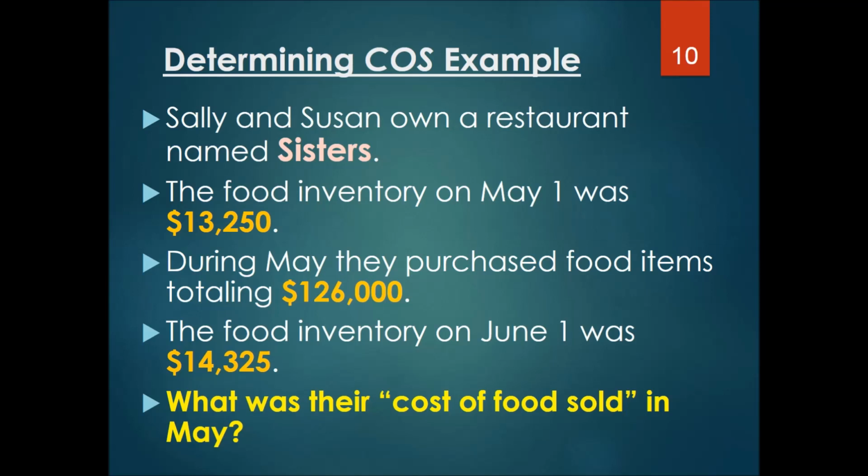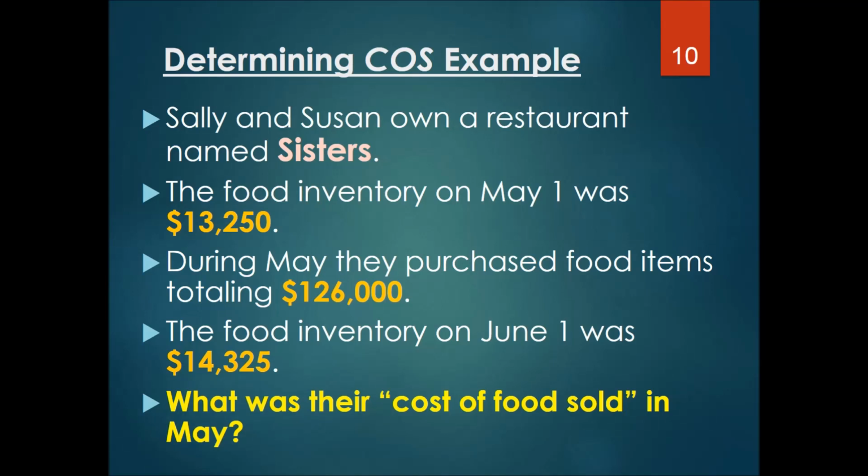Sally and Susan own a restaurant that we'll call Sisters. And the food inventory on May 1st was $13,250. During the whole month of May, they purchased another $126,000 worth of food items. But all of that may not have been used to produce those sales, so they have to find out what was left over. So at the end of May, which would be the ending inventory, which also is the opening inventory for June, was $14,325. What was their cost of food sold in May?